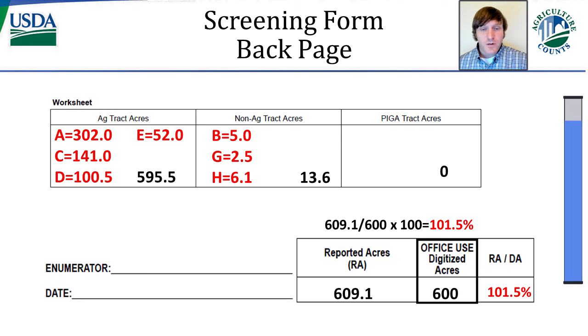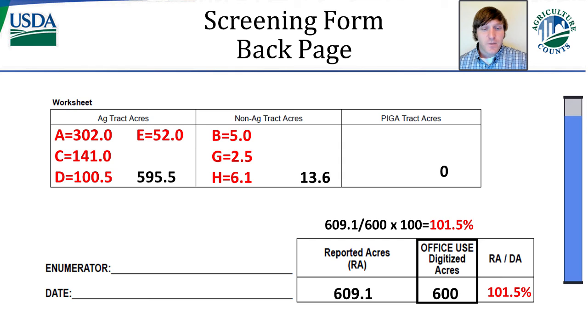You want to take the reported acres, divide by the digitized acres, and multiply that number by 100 to calculate a percentage. The expectation is that the RADA value be between 95% and 105%. The Interviewer's Manual states that the RADA value can be between 90% and 110%, but regional field offices prefer to be within the 95% to 105% range to make sure the correct land is accounted for.